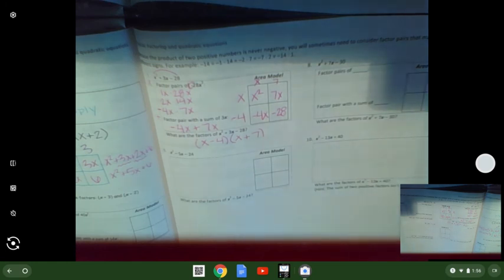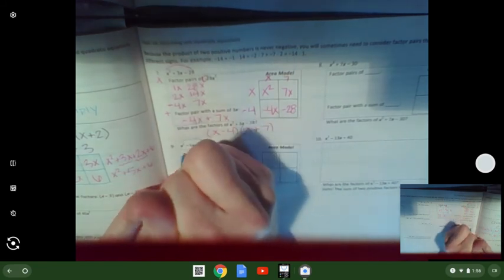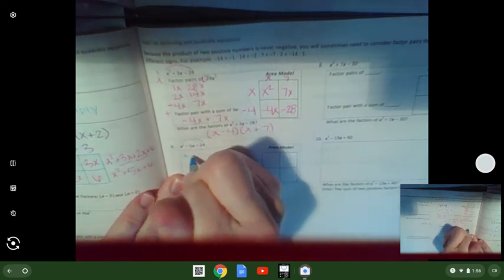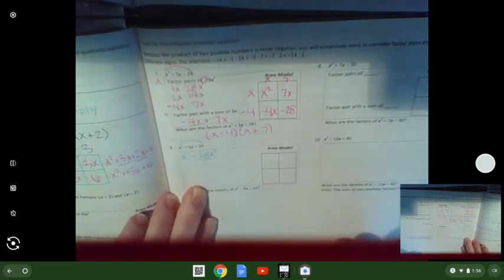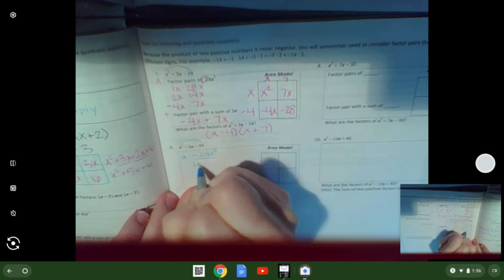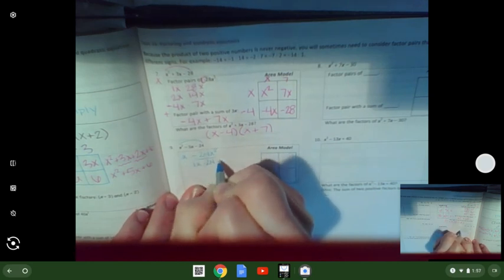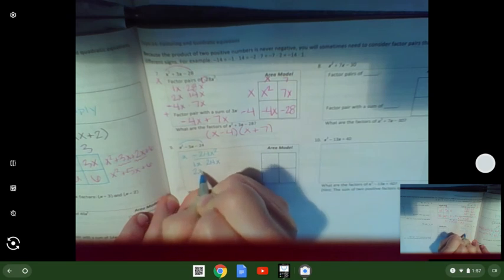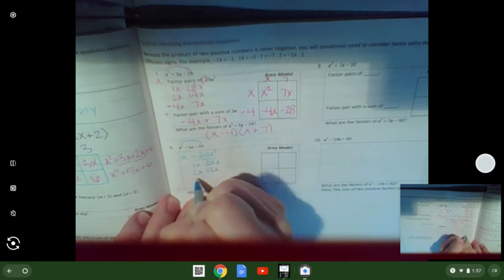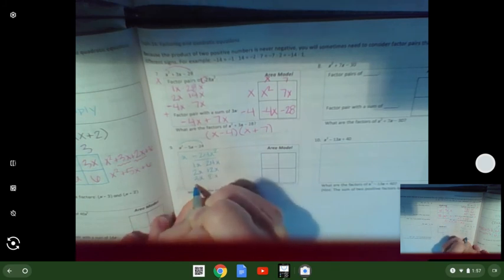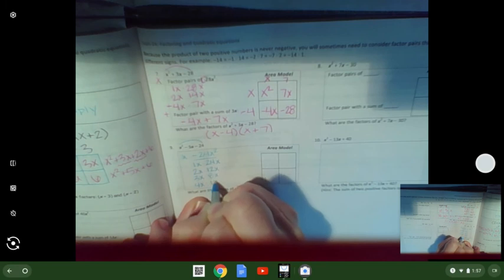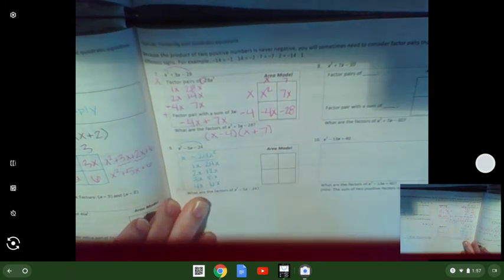One more example. Here goes. Notice the prompts are gone, so I'm going to use these prompts to help me. I need a pair of numbers that multiplies, notice the negative, to negative 24x squared. So here we go. 1x times 24x, I'll deal with the negative later. 2x and 12x. 3x and 8x. 4x and 6x. 5 would be a decimal.